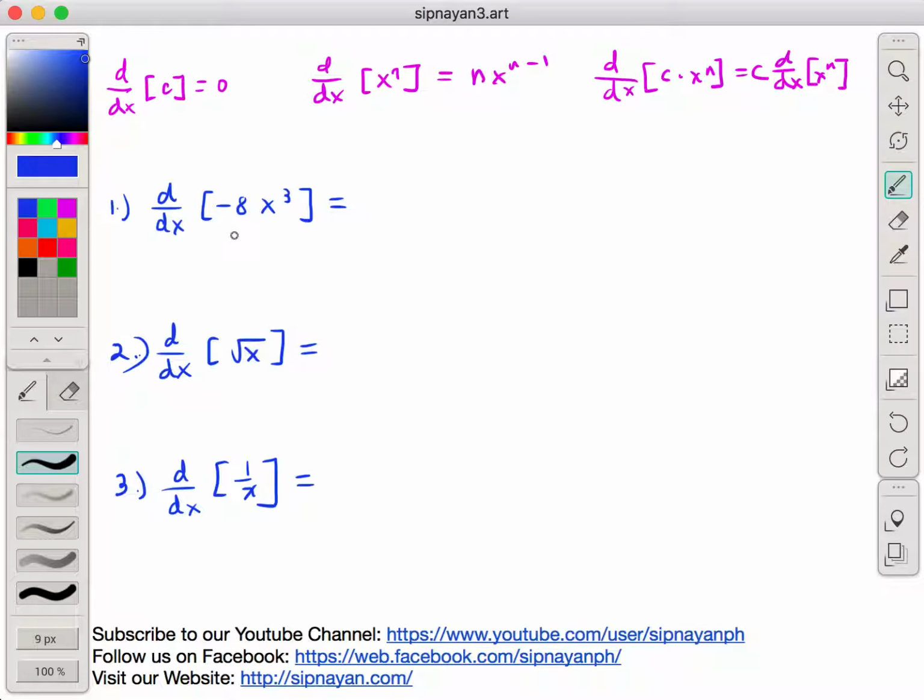So anong gagawin natin? Meron tayong constant na negative 8. Pwede natin siyang ilabas, negative 8, and then we get the derivative of x to the n. Ang derivative ng x cubed, yung exponent ilalagay natin sa harap. Ibig sabihin, i-multiply natin doon sa x, pero yung exponent ng x, mababawasan na siya ng isa. So, imbis na 3, magiging 2 na siya.